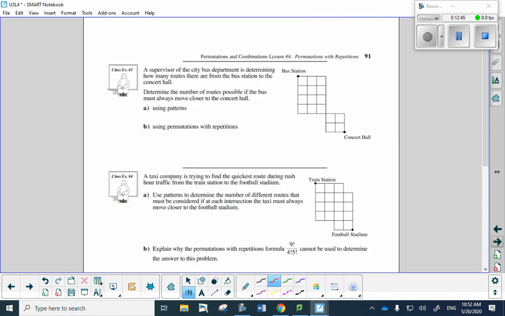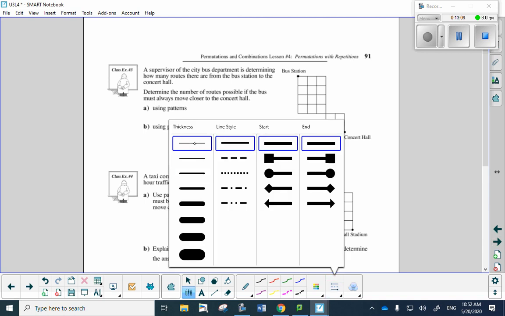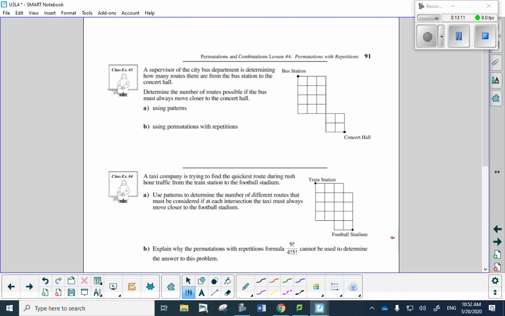So here's example 3. So it says, a supervisor of the city bus department is determining how many routes there are from the bus station to the concert hall. Determine the number of routes possible if the bus must always move closer to the concert hall. So we're going to do it by hand, and then we're going to do it using the repetition approach. You'll also notice in this question, there's actually 2 rectangles that we're dealing with. So we're going to work in the first rectangle, and then I'll show you what you do when you get to the bottom. So step number 1, outline your top and your left-hand side with 1s.